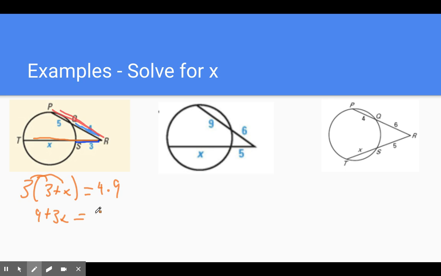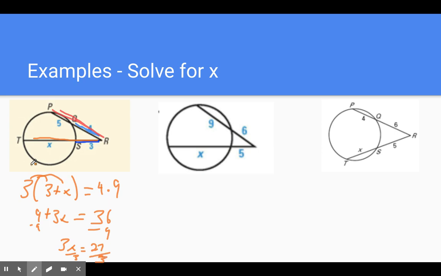That gives you 36. Look at me, still counting on my fingers. You couldn't see that, but I was doing that. Now we subtract 9 from both sides. You end up with 3x is equal to 27. Divide both sides by 3.